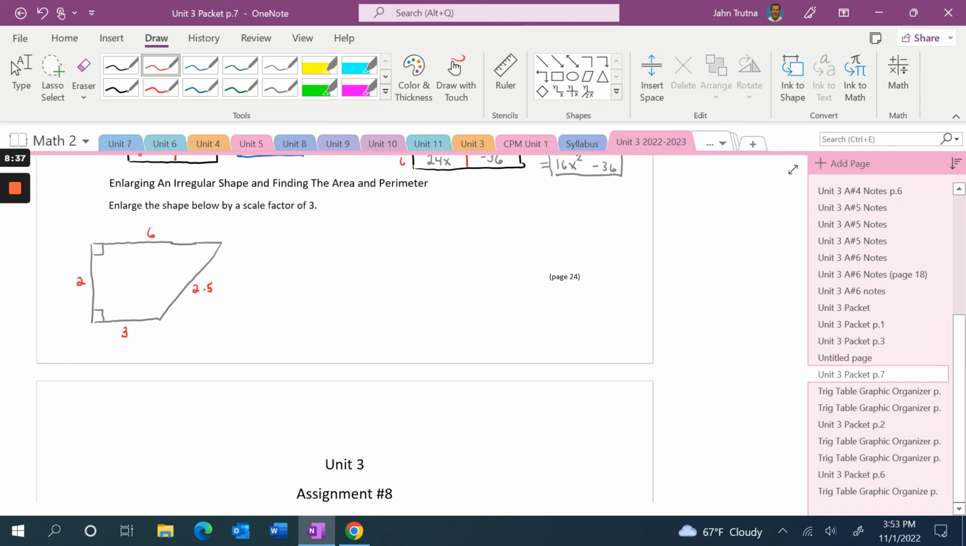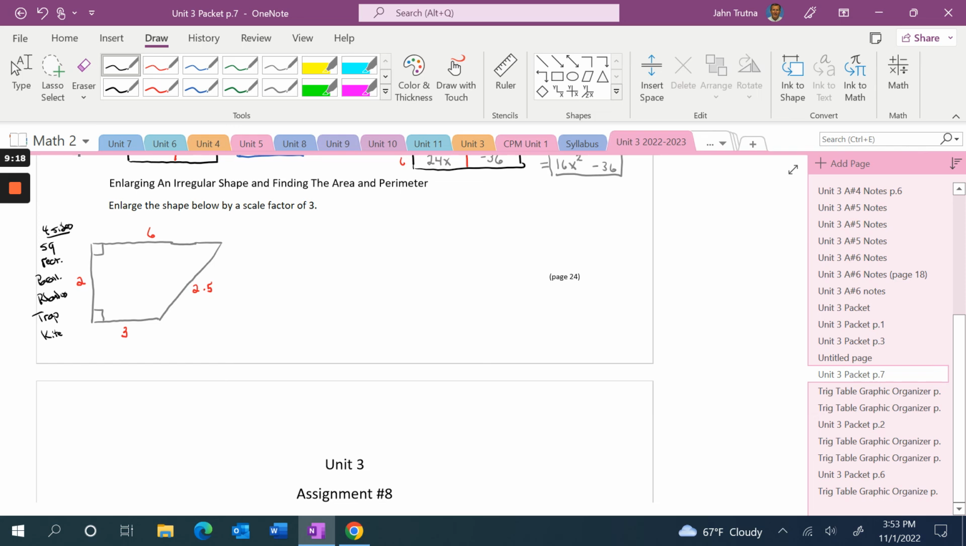Now, the reason why it's called an irregular shape is because we don't necessarily know the name of this shape right here. Looks kind of weird to us, but it does have 1, 2, 3, 4 sides. So let's think of the names of 4-sided shapes. Okay, so if a shape has 4 sides, what type of shape could that be? Well, it could be a square, rectangle, parallelogram, a rhombus, a trapezoid, or a kite.